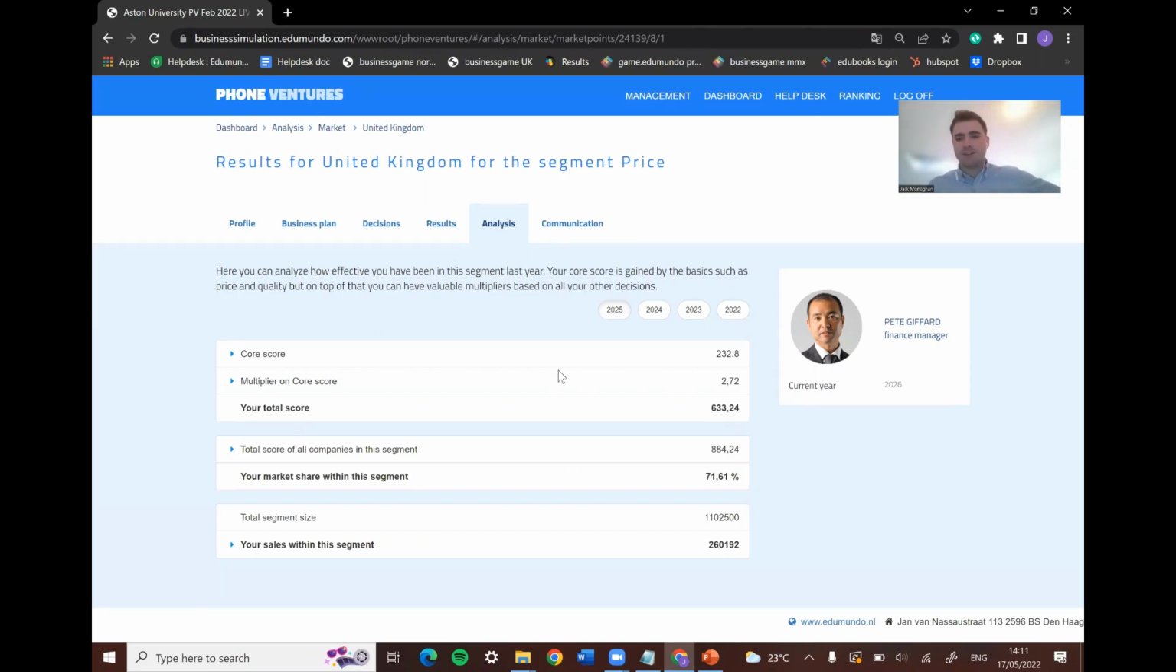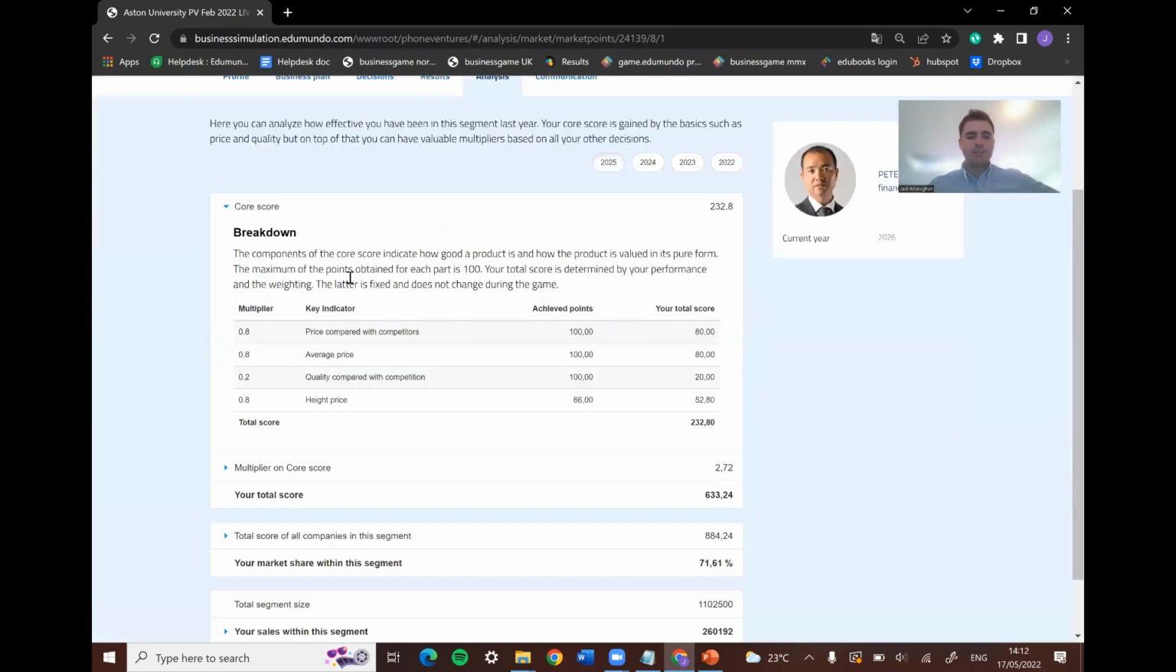But before we take a look at that, I'm going to explain a few of the different items on this tool. Firstly, there is the core score, and the core score is essentially the key factors or indicators that are important to this customer group. So we are currently in the price segment, and there are multipliers along the left-hand side which show how significant this factor is.